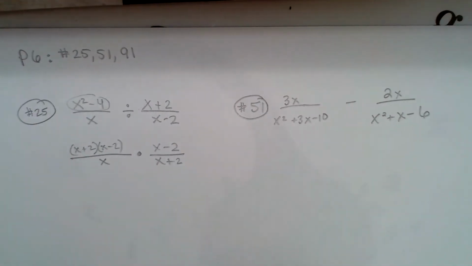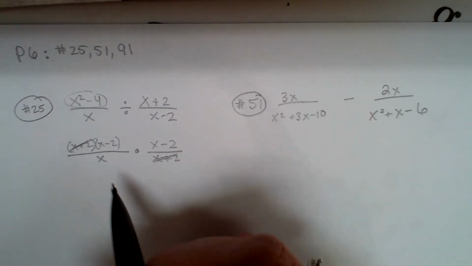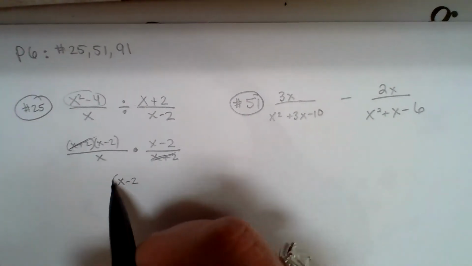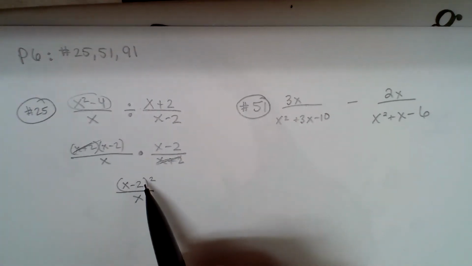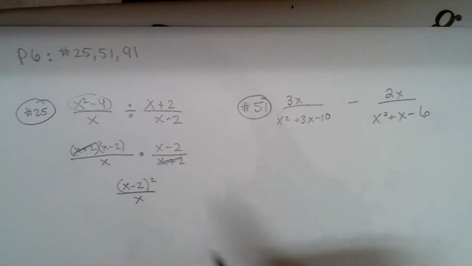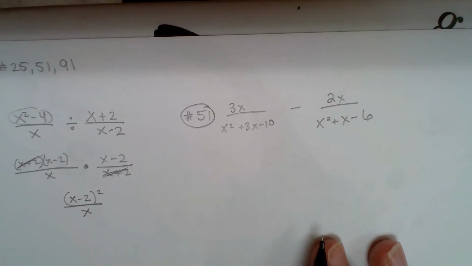Simplify what I can before multiplying, so x plus 2 and x plus 2 are gone. And then my numerator is just x minus 2 squared over x. And you may find that that's multiplied out in the back of the book. So that's that. 51 we're subtracting, so we need a common denominator.